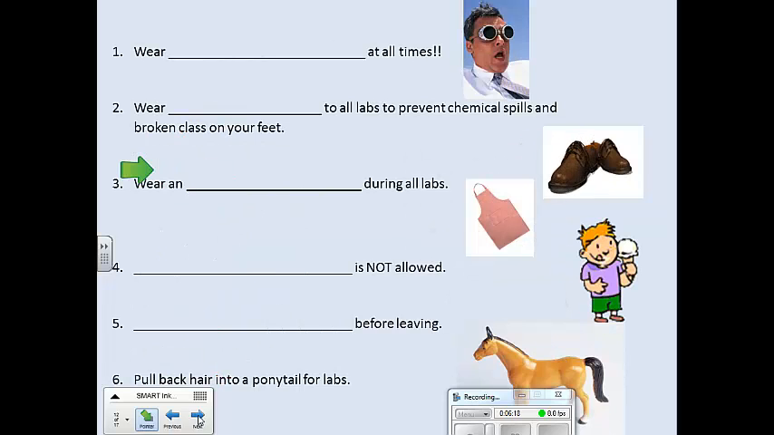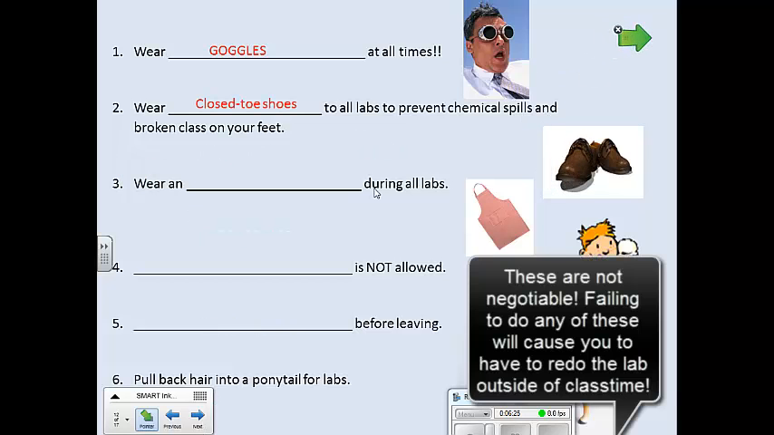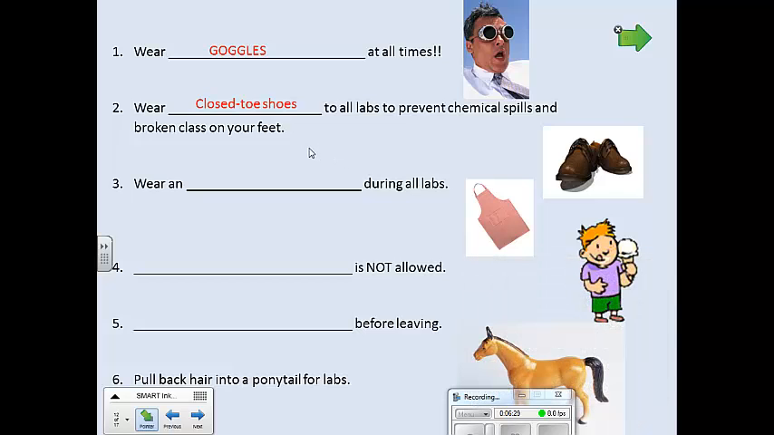Alright, let's get into some lab safety. The first thing you should already know is you're going to wear goggles at all times. You're also going to wear closed-toed shoes at all times. That's to prevent chemicals from getting on your feet, as well as they'll protect your feet in case any glassware gets broken. You're also going to wear an apron during all labs. That's to protect your clothing.